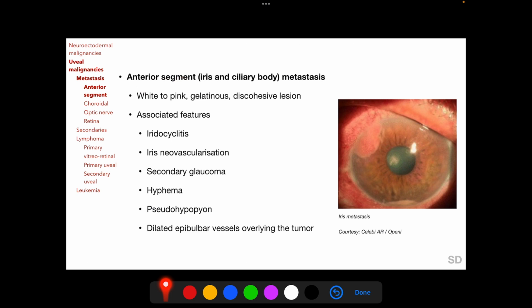Anterior segment metastasis to the iris and the ciliary body appears as a white to pink lesion as seen here in this photograph, and associated features which can also be present include iridocyclitis, iris neovascularization, secondary glaucoma, hyphema, pseudohypopyon as seen here in this photograph, and dilated epibulbar vessels overlying the tumor.